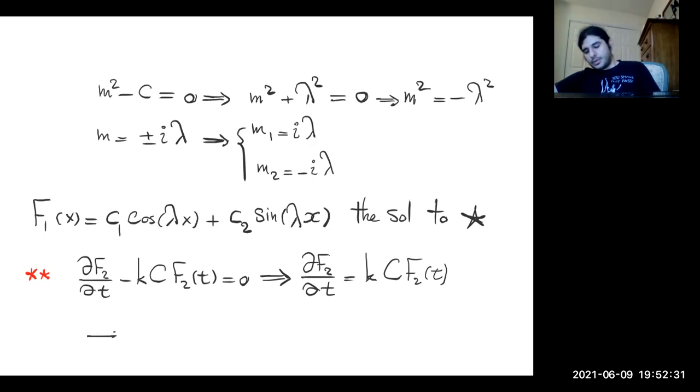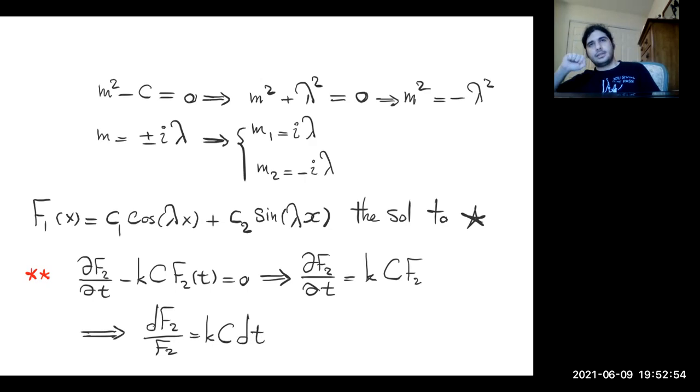So we can do the separation of variables. I would just write down k f2 just for simplicity. So df2 over f2 would be equal to kc dt. I would show partial t with d because actually it's just a function of one variable, and you are more familiar with this form. Now we can integrate both sides. We would have integral of df2 over f2 equals integral of kc dt.